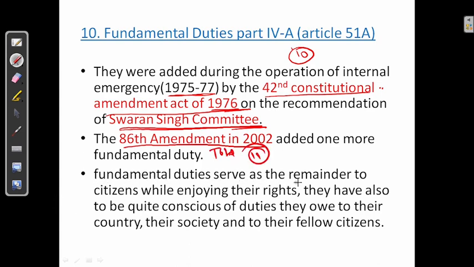Next, the fundamental duties serve as a reminder to the citizens while enjoying their rights. They also have to be quite conscious of the duties they owe to their country, their society, and their fellow citizens. Fundamental duties mainly serve as a reminder to the citizens. While enjoying their rights, they have to also be conscious about their duties towards their country and the society.